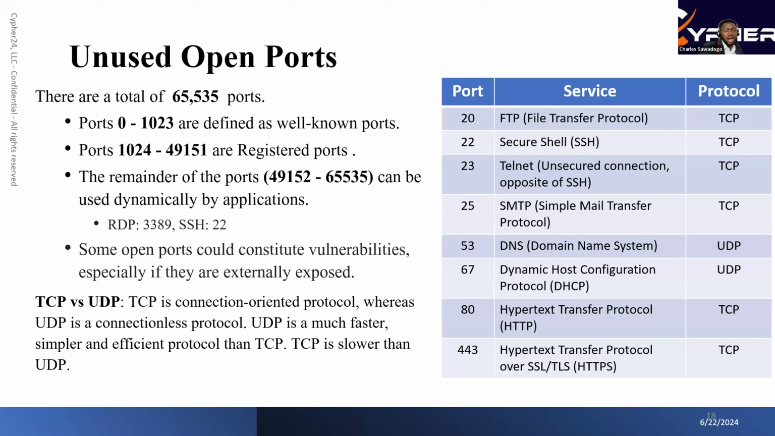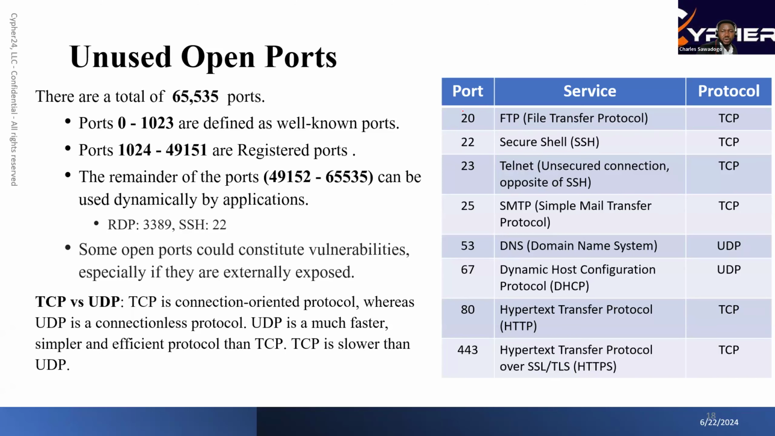TCP versus UDP. TCP is a connection-oriented protocol, whereas UDP is a connectionless protocol. UDP is a much faster, simpler, and more efficient protocol than TCP. TCP is slower than UDP. We will see that later on. Just understand that for computers to communicate, they use two types of protocol: TCP, which is Transmission Control Protocol, and UDP, which is User Datagram Protocol. TCP requires a connection between the two devices. UDP is connectionless. Here I put the ports that you should know.